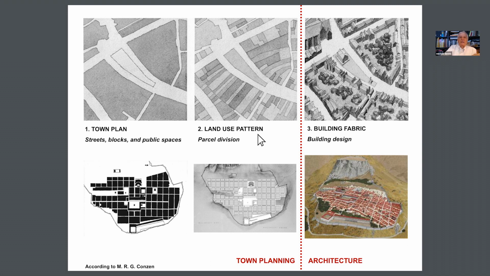The second is the land use pattern, which is the parcel divisions of the blocks. And we'll say more about this later. You don't always design the parcels, but it's a good thing to be aware of parcels and the building types that are going to occupy them. This is what town planners do on the left-hand side of this dotted line. The building fabric, on the other hand, building design, is what architects do. They flesh out that plan by building the buildings in 3 dimensions.